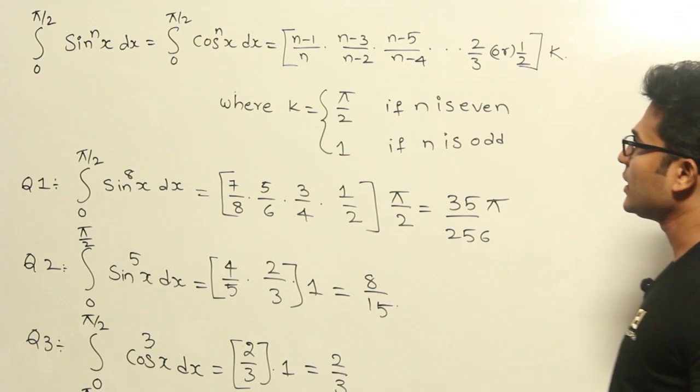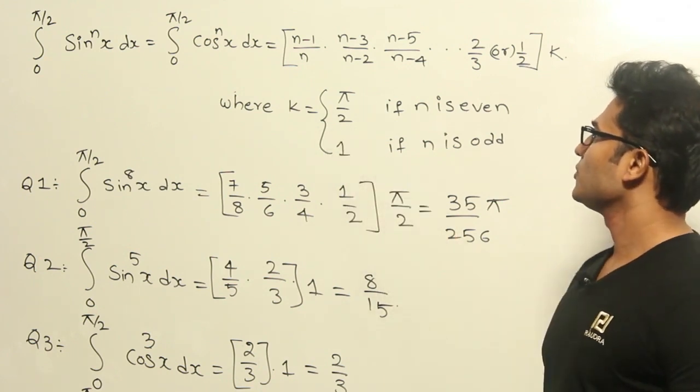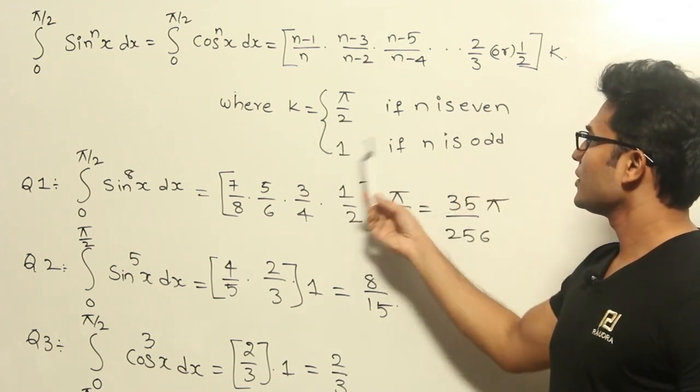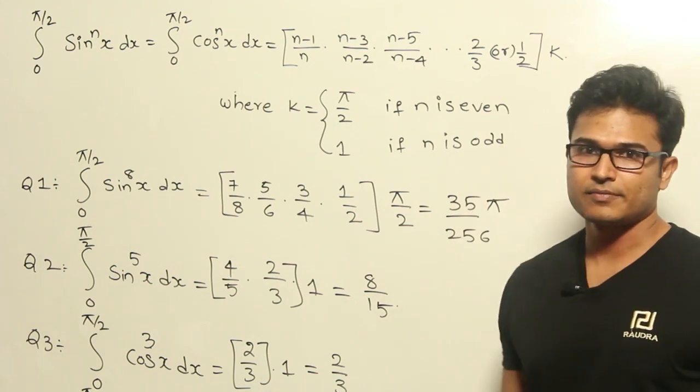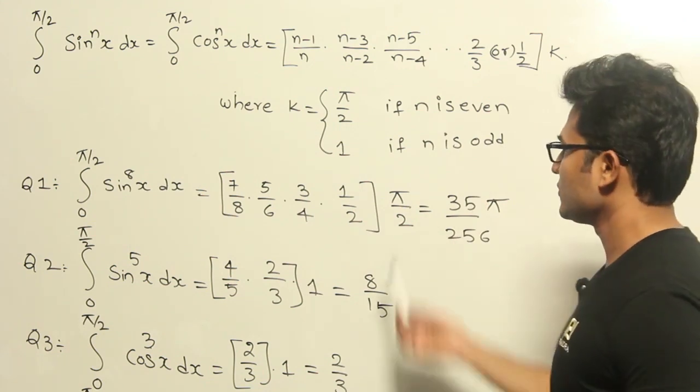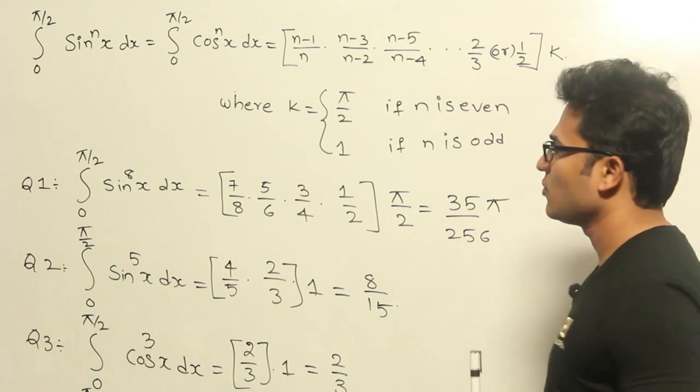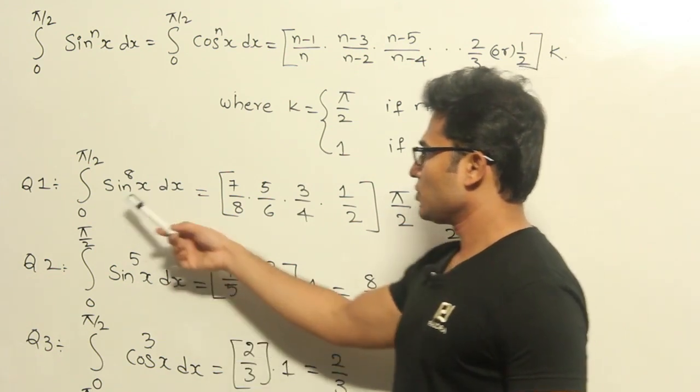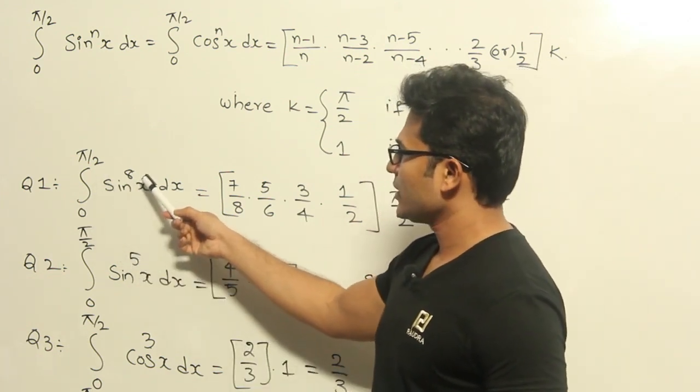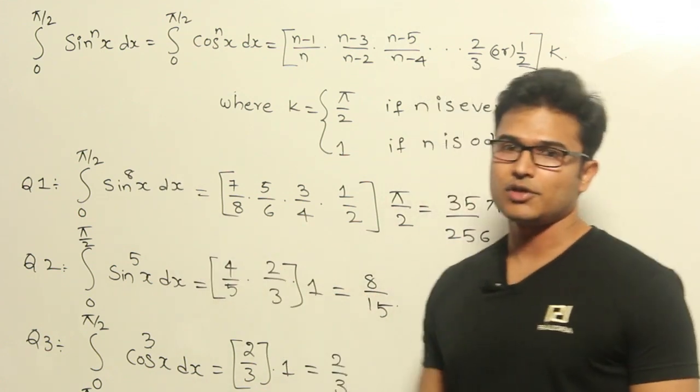Now that k is going to be pi by 2 if n is even, or it is going to be 1 if n is odd. Okay, now how to solve this, we shall see some examples, then you will understand how to use this one. Integral 0 to pi by 2 sine power 8x dx, this is what you want.